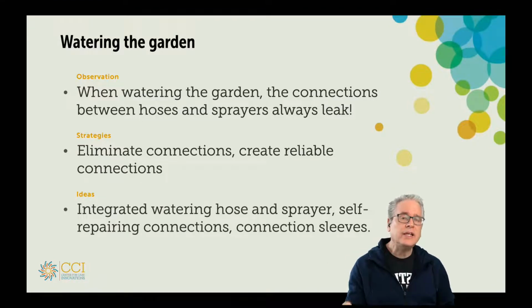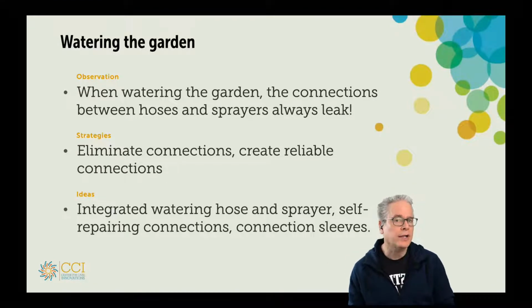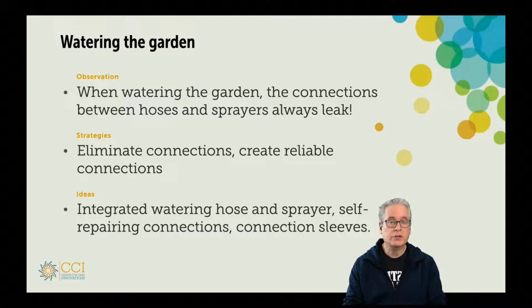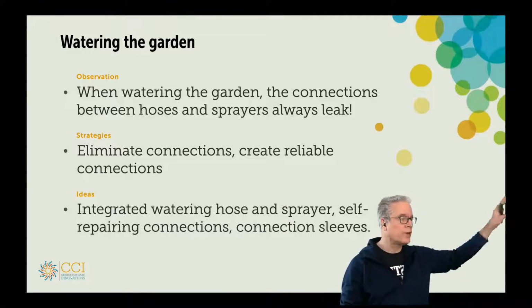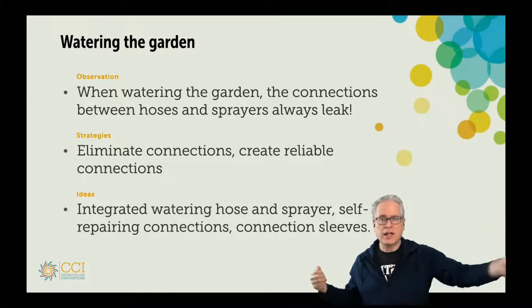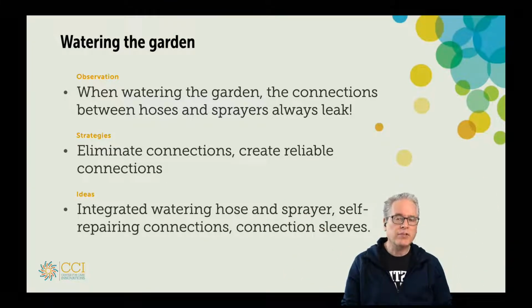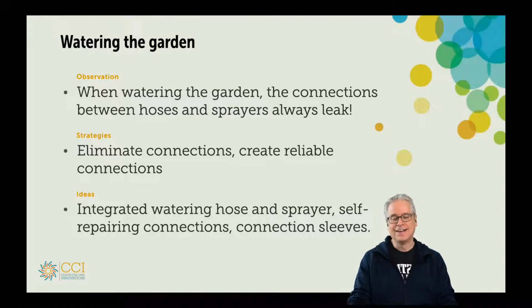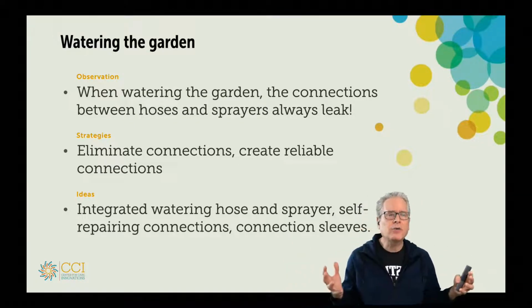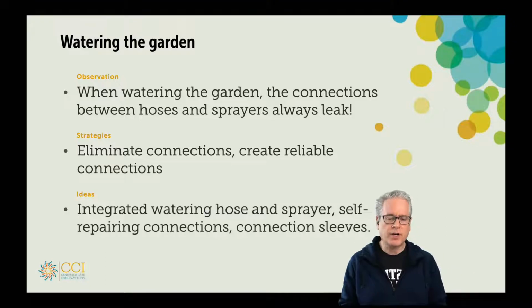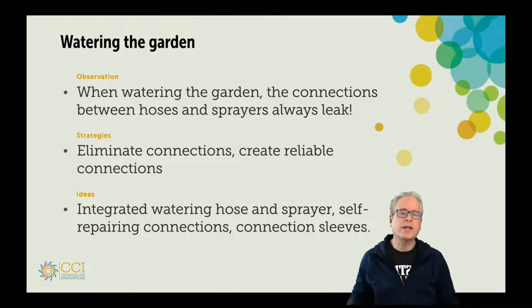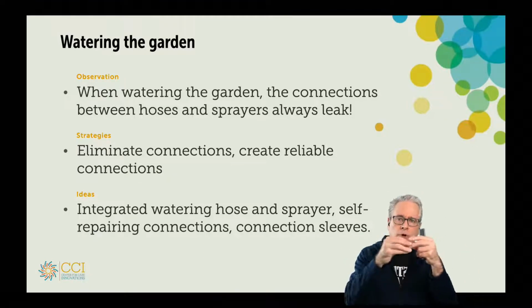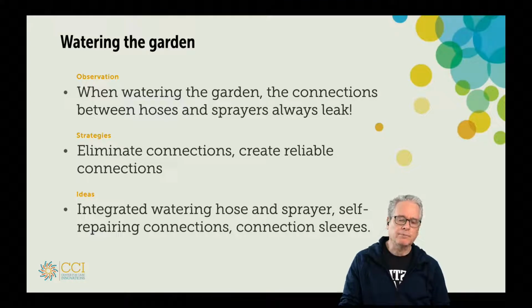But then that could also lead to very specific ideas. Well, how could I eliminate connections? Well, maybe I could create an integrated watering hose and sprayer, where you don't buy a hose separate from the sprayer, you buy it together and just lay it out and water your grass without having to connect anything. Self-repairing connections. How can we make these connections self-repairing? Or how do we maybe cover up every connection with a rubber band or something that keeps it from leaking, right? So those are very specific ideas.